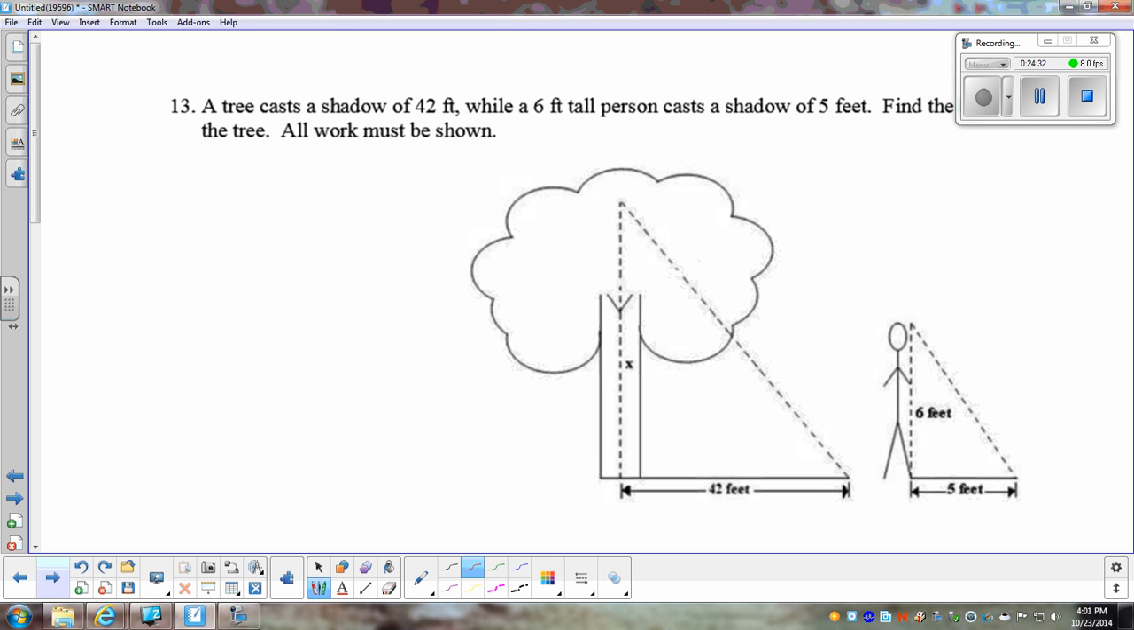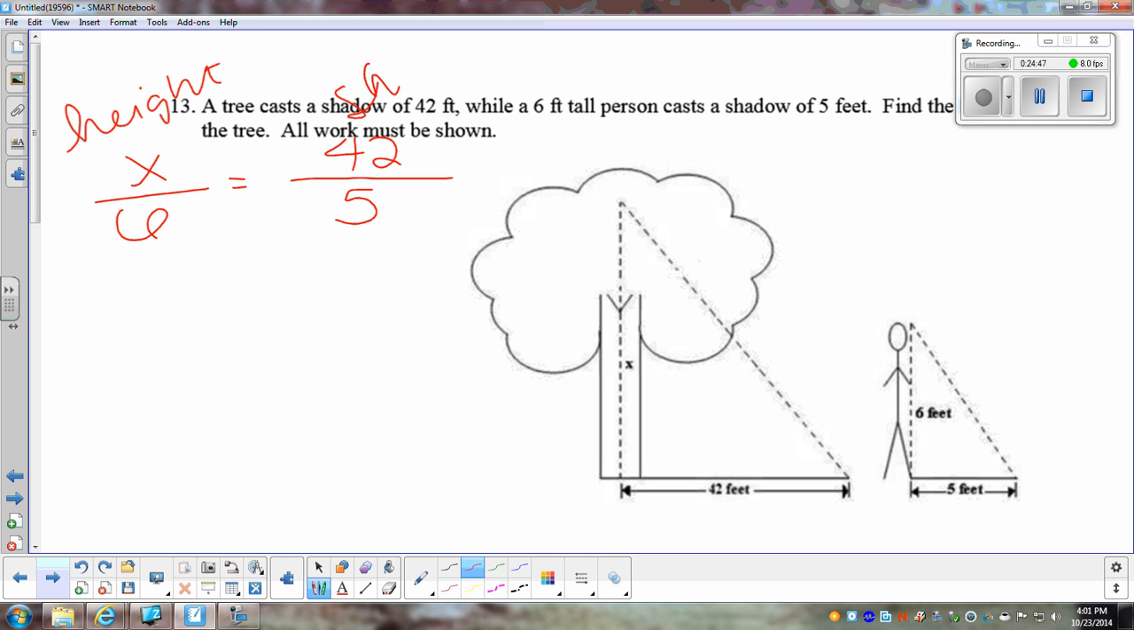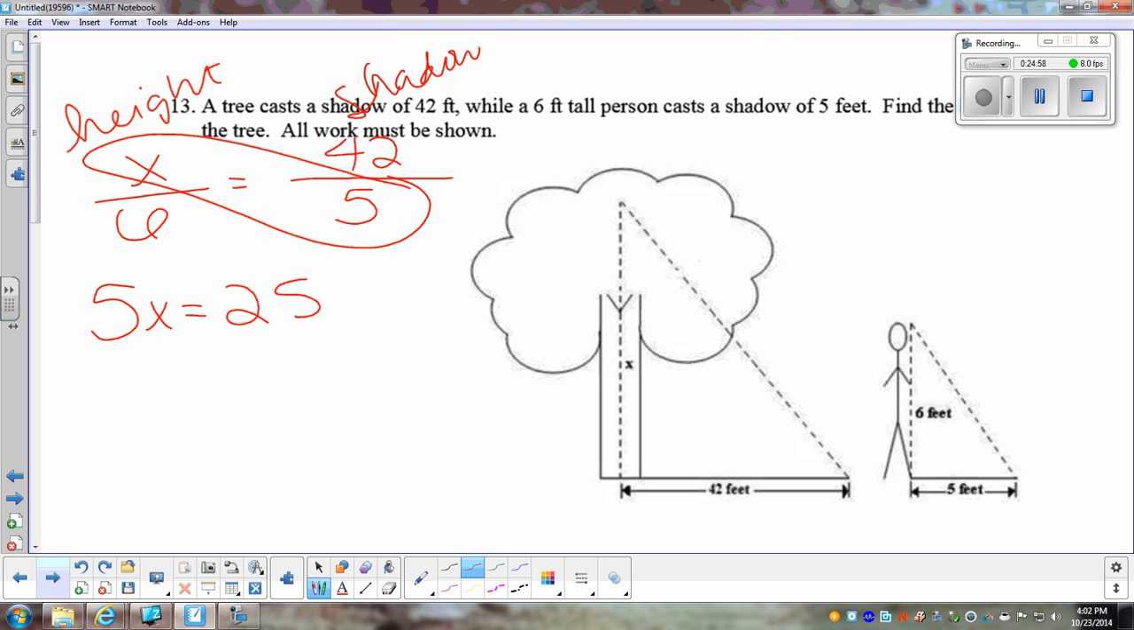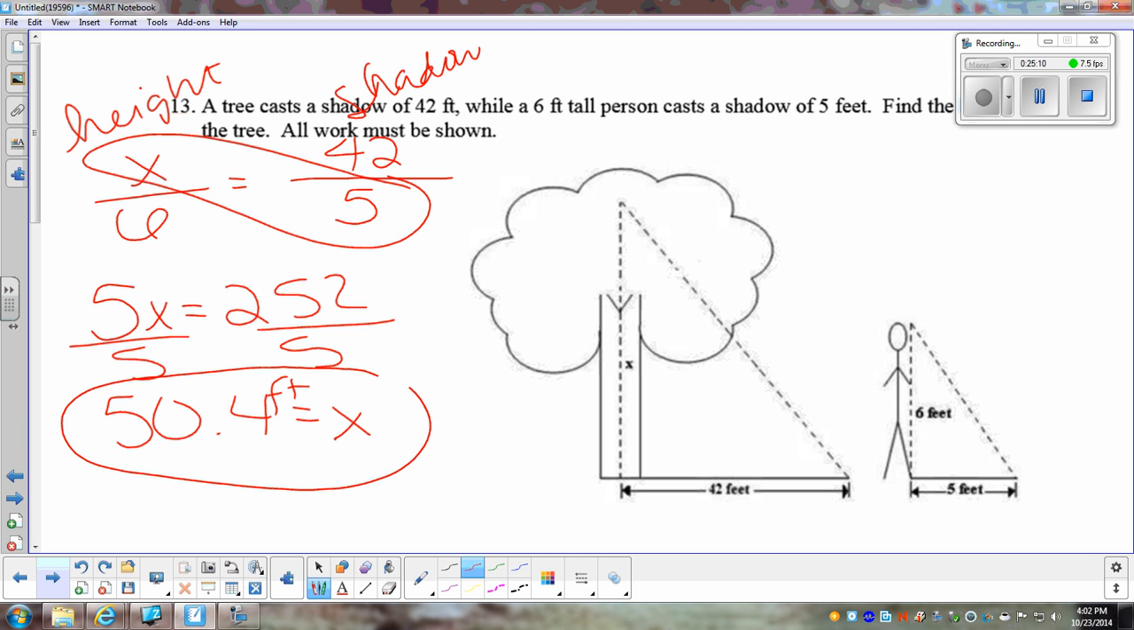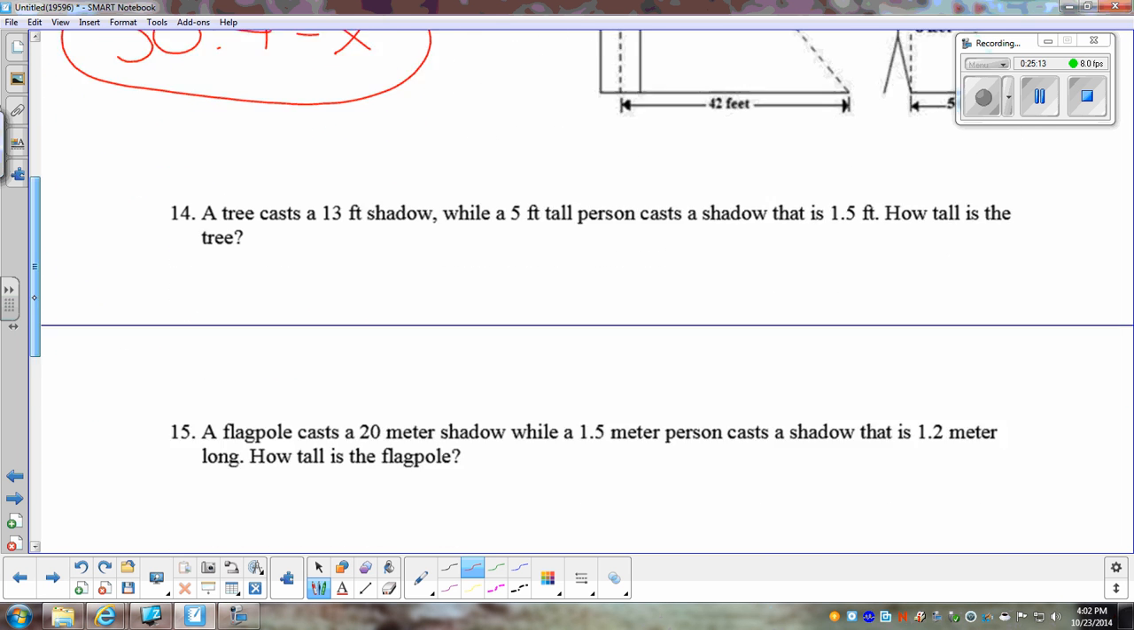So a word problem. Looking at this picture, I know that the x, height of the tree, goes with the height of the person. The length of the shadow goes with the length of the shadow. So this is the height and shadow. So figure out x. Cross multiply. Divide by 5. So I get 50.4 equals x. This is 50.4 feet. Do not forget your units.